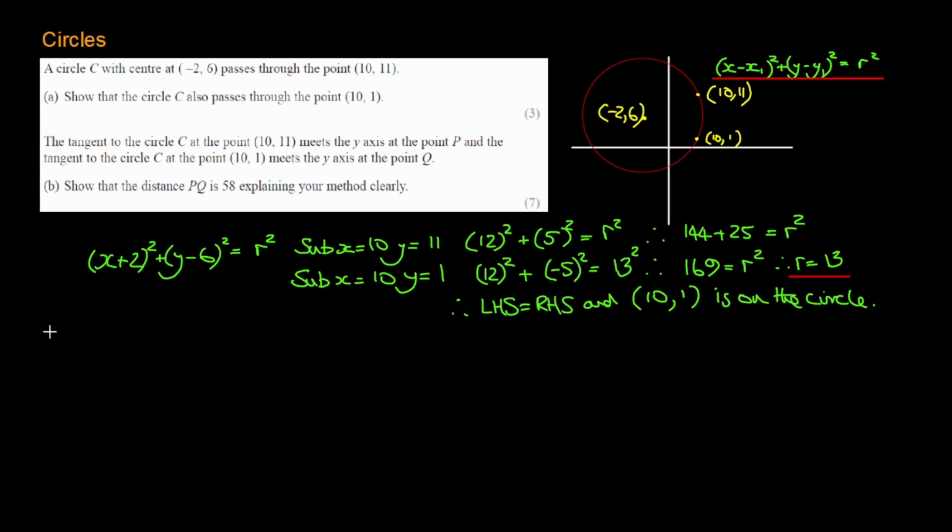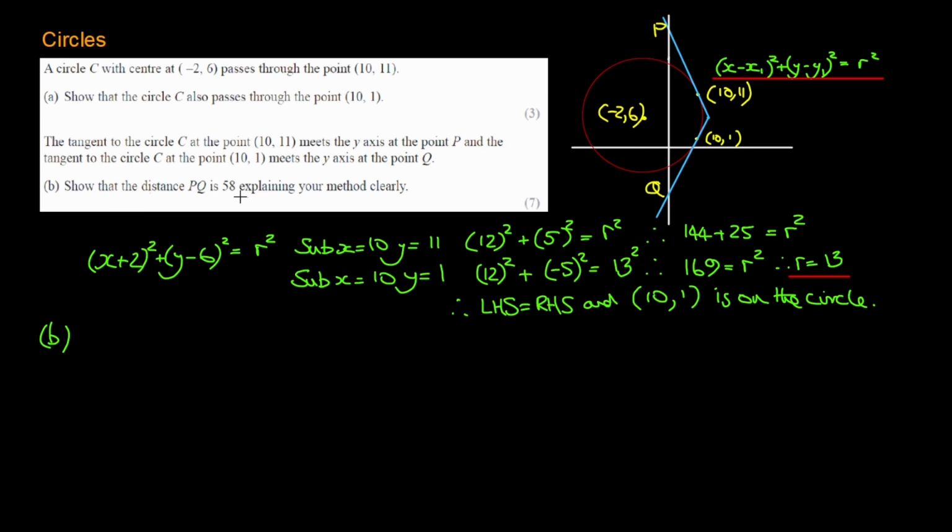So part B, we've got a tangent to the point 10, 11, which is the point they gave us, and another tangent to the point 10, 1, and they meet the y-axis at points P and Q. Okay, well, let's put that onto the diagram. So I've drawn those two tangents and formed the points P and Q. Now, this diagram is in no way to scale, so it's there for illustrative purposes only. But it does show roughly what's going on.